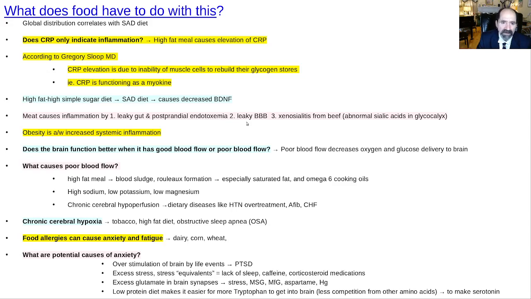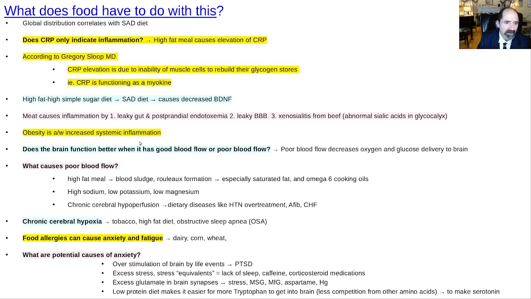The saturated fat also causes a partial increased permeability, or leakiness, of the blood-brain barrier. That's bad. The brain cells have to maintain a precise neuronal milieu. So anything that increases blood-brain barrier permeability in an unexpected or unwanted way is going to decrease the ability of neurons to function. There's also something called xenosialitis from beef due to abnormal sialic acid getting into the glycocalyx. I had a separate lecture on that about problems with meat. And so the bottom line, it's all bad. You don't need to eat meat at all. I recommend 0, not 1 bite.